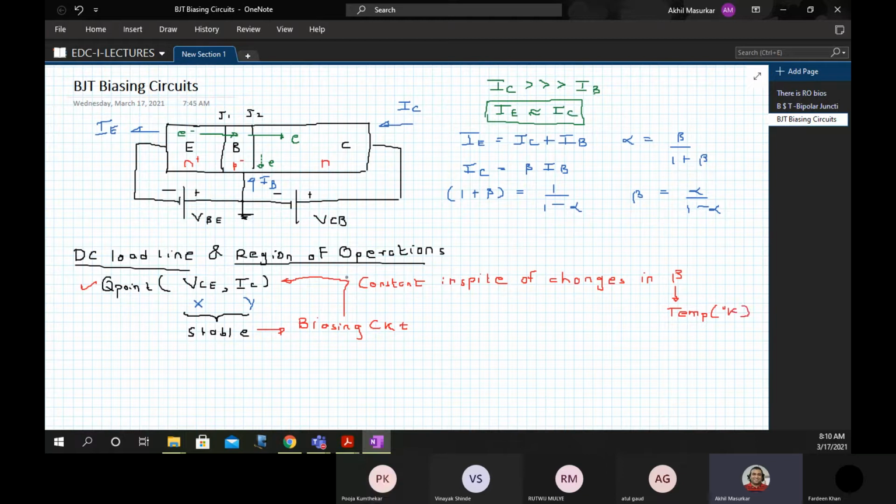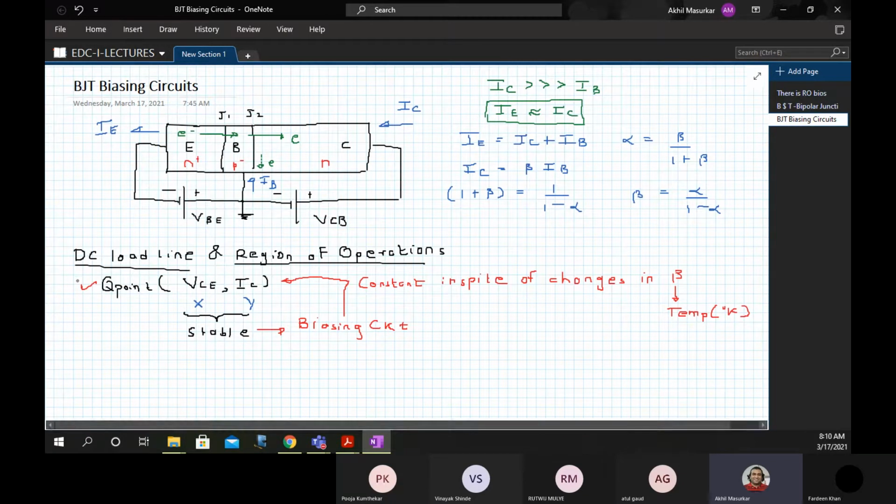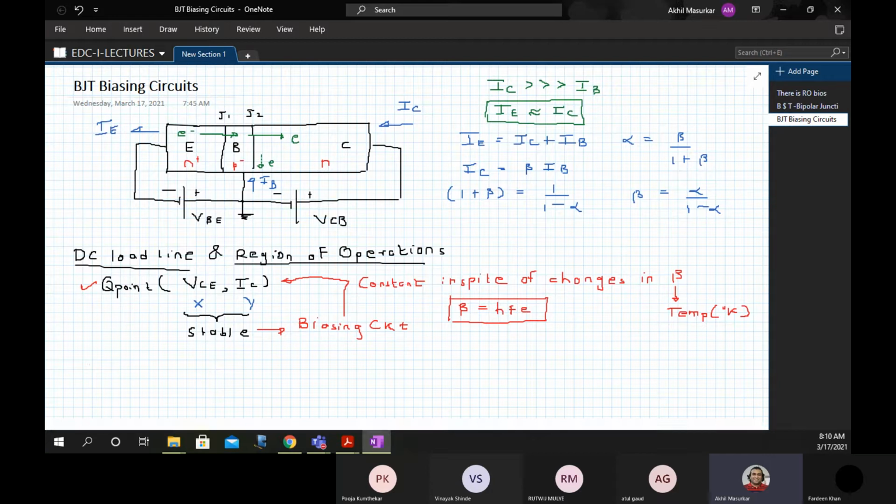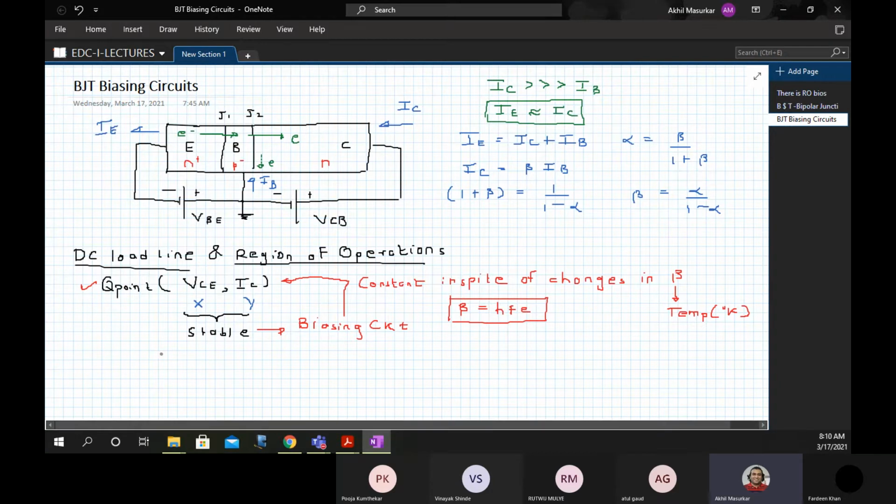So even if the beta changes, we want the Q point to be stable and not change. However, in practice, the Q point is affected by the transistor's current gain. Beta is also called HFE. In the data sheets you will see HFE, that is beta, and by temperature changes.